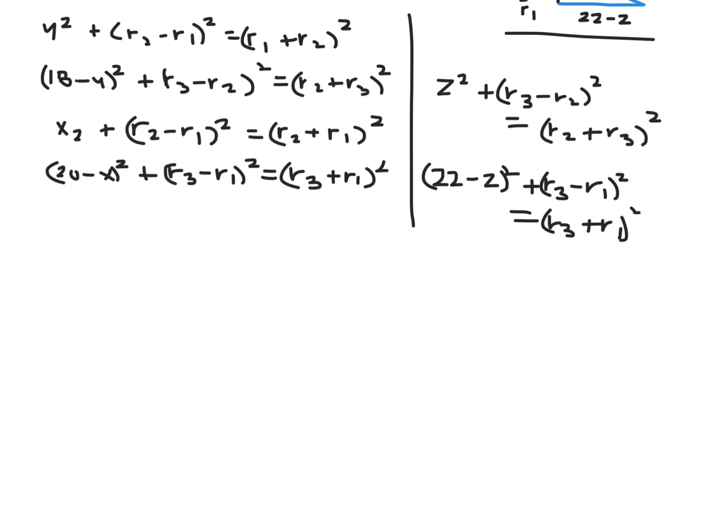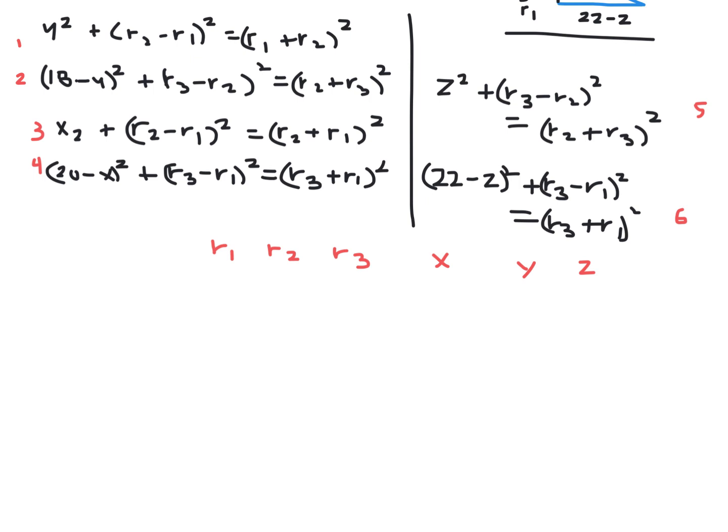So we have 1, 2, 3, 4, 5, 6 equations. And my variables, I think I have 6 variables, right? R1, R2, R3, and then I introduced the next Y, X and a Z. So I got 6 equations, 6 variables. That means this can be solved because the number of equations should equal the number of variables.